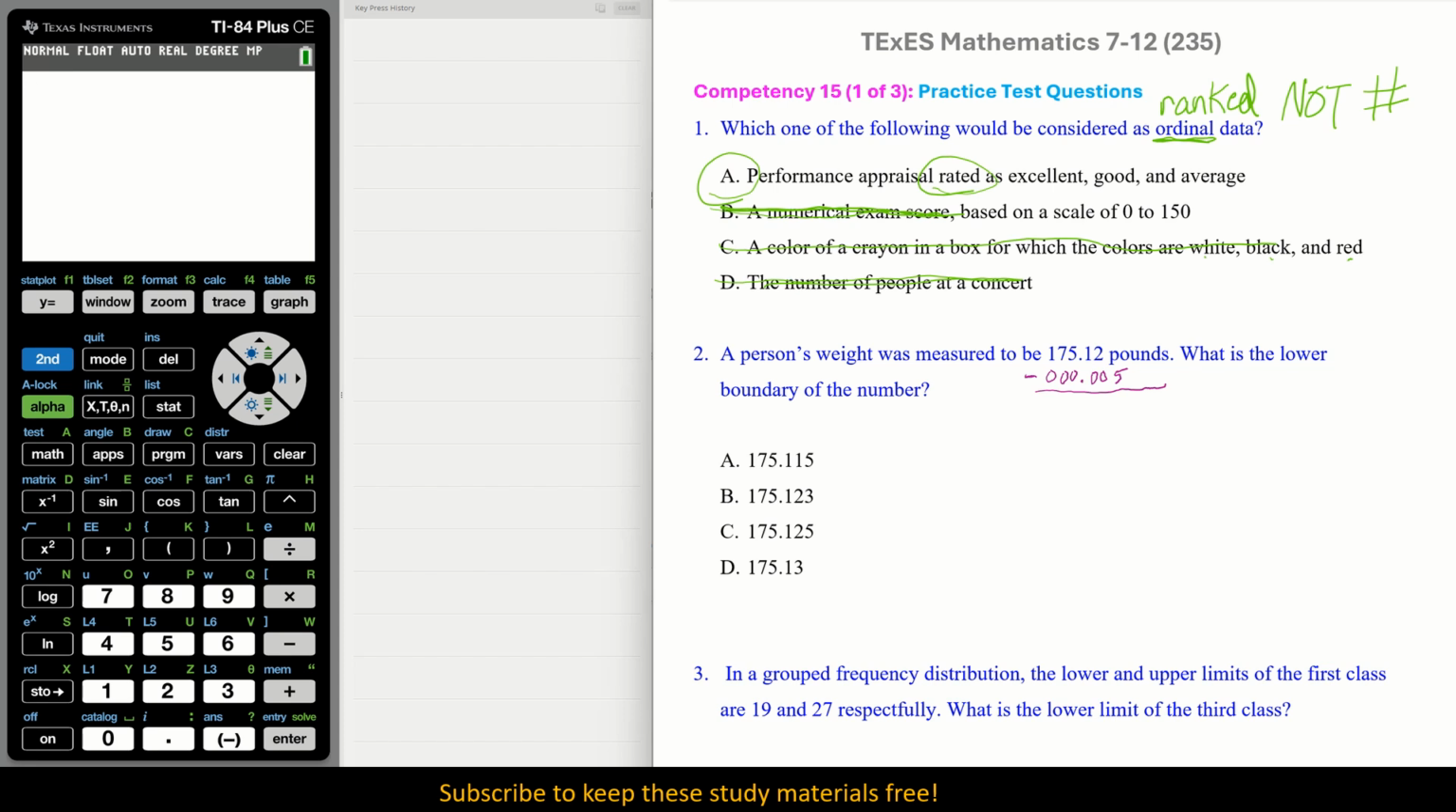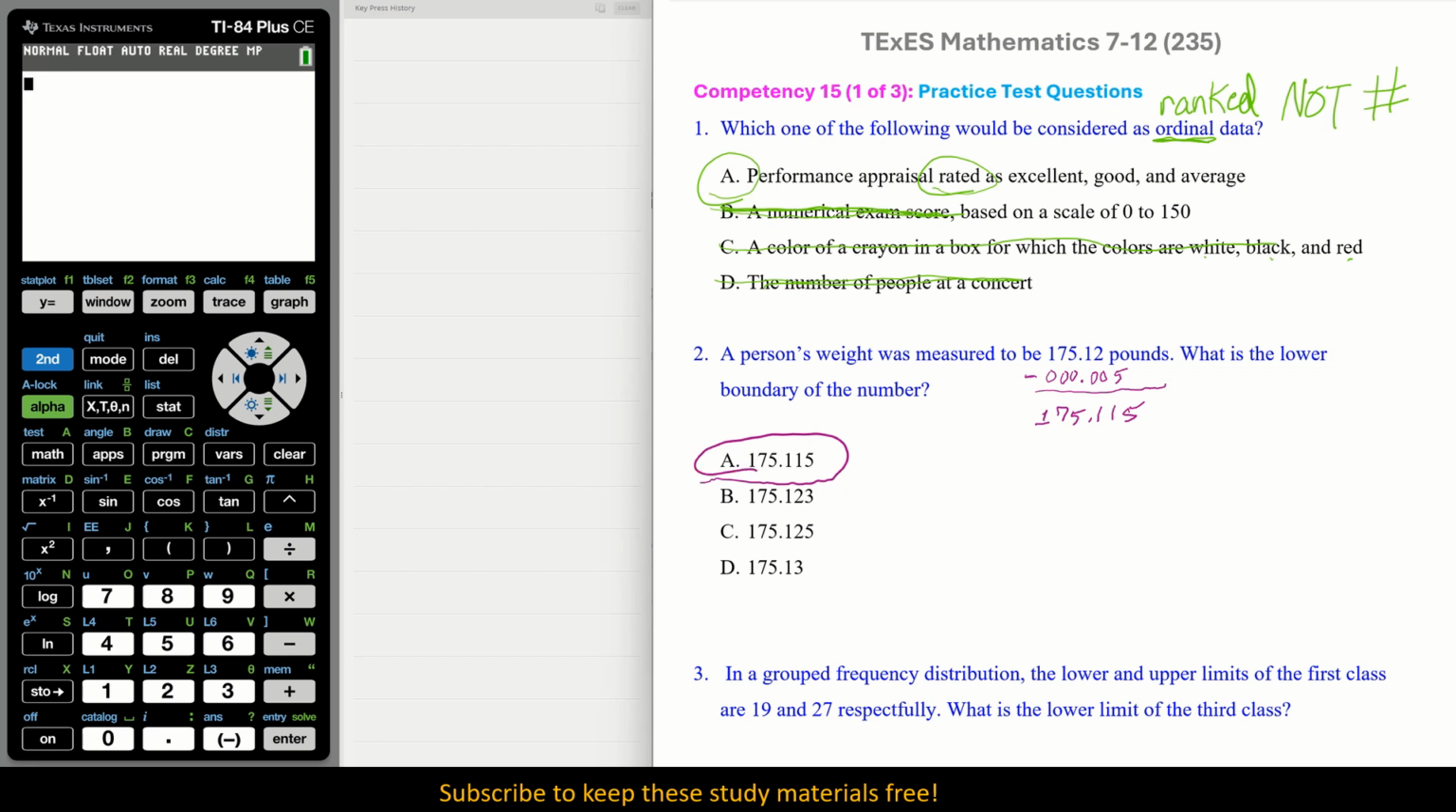So we're really saying 0.005. If you were to put that in your calculator, what would you get? Well, of course, if you see here in options A, B, C, and D, we would get 175, but then instead of 12, we're taking 5 less. So really what you have is 175.115. That means our option would be A. You kind of have to look at it that way.